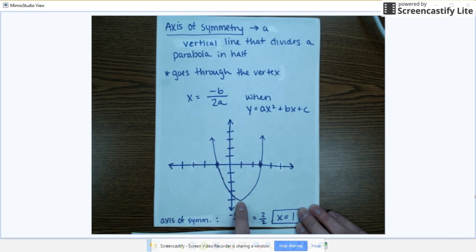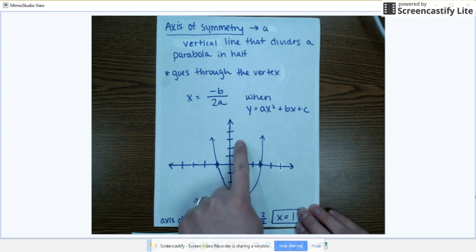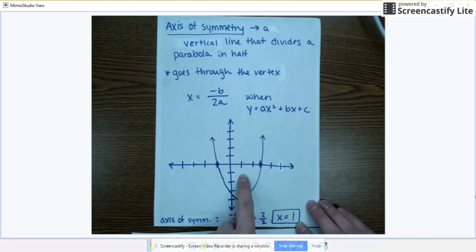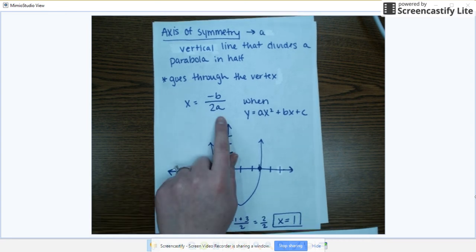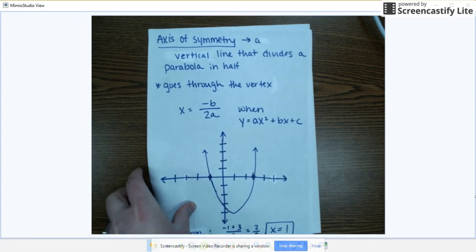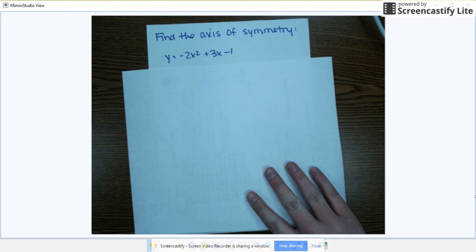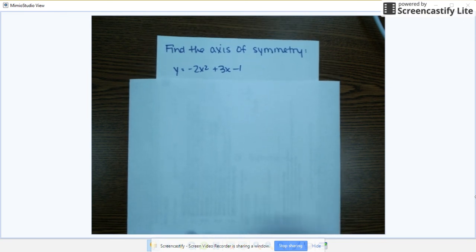And it does look like that vertex is at (1, -4). Okay, so there would be our axis of symmetry through x equals 1. So if you're given a graph, that would be how you find your axis of symmetry. If you are given an equation, you can use this opposite of b over 2a. So these next two examples, we use our equation to find the axis of symmetry.